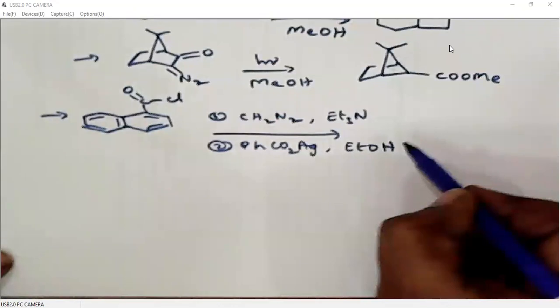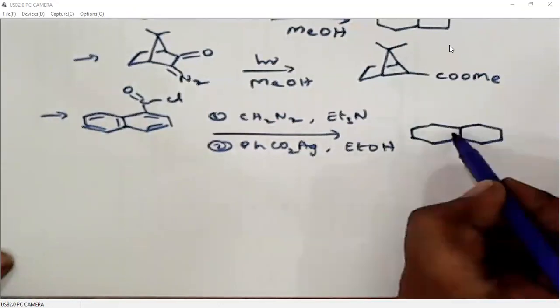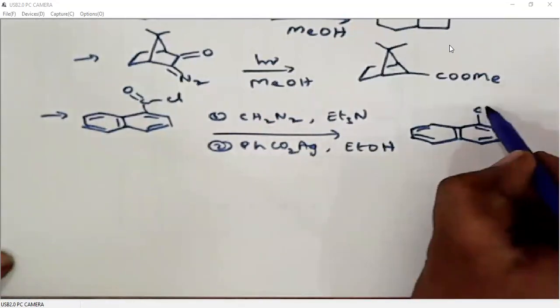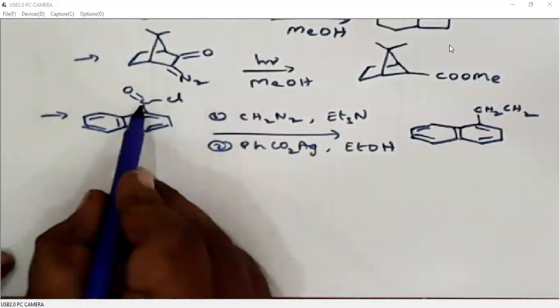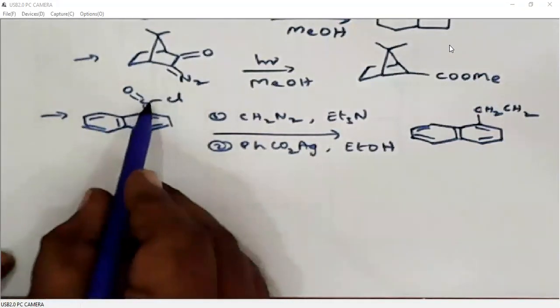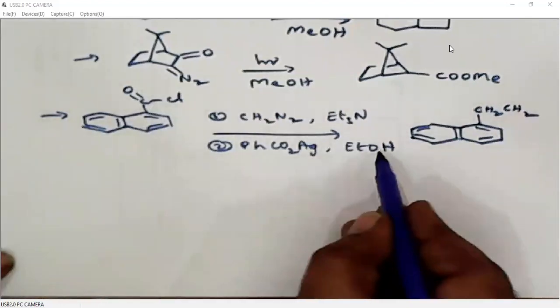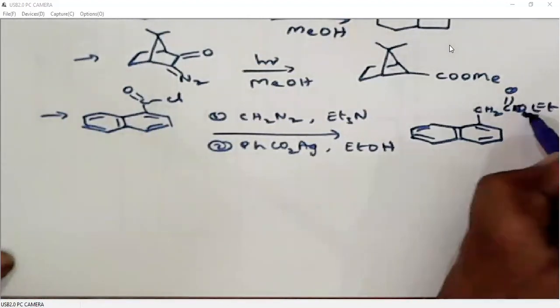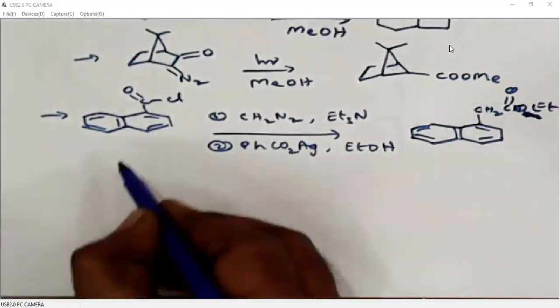So we will have one carbon homologation, CH2. We have only one carbon here. So after that, we will have one more carbon. Since it is ethanol, we will get an ester, OEt. Okay, it is just one carbon homologation. I'll tell you how.